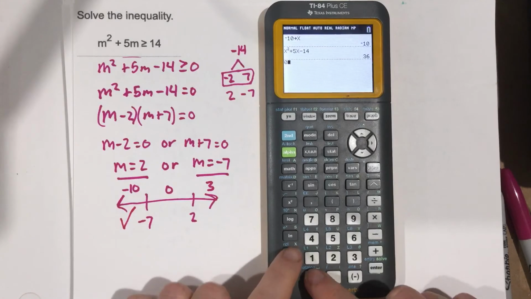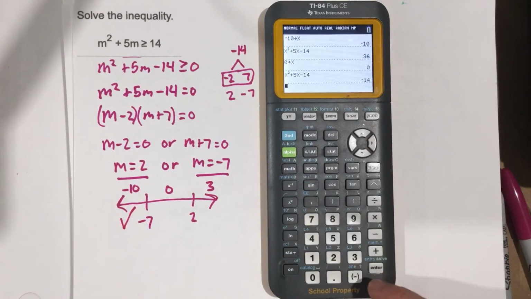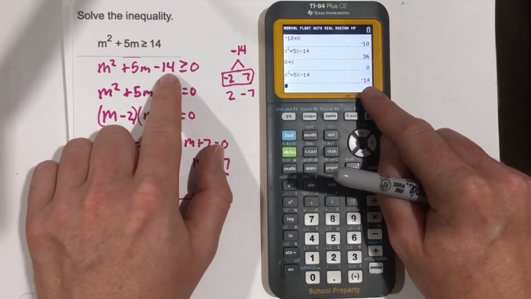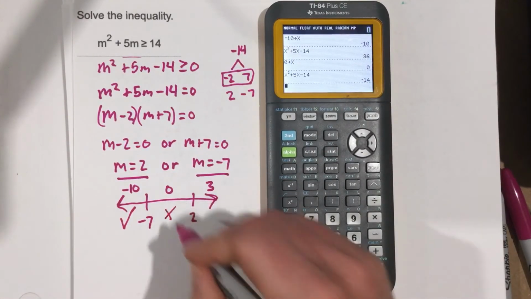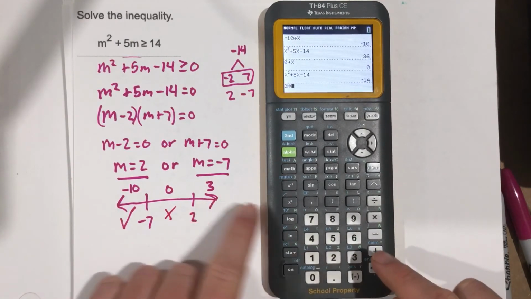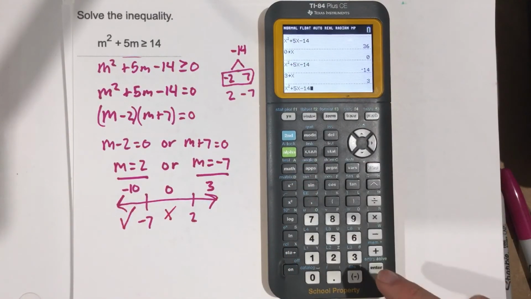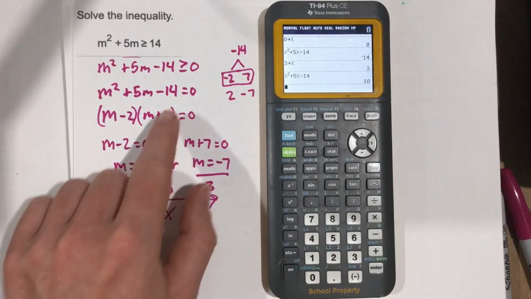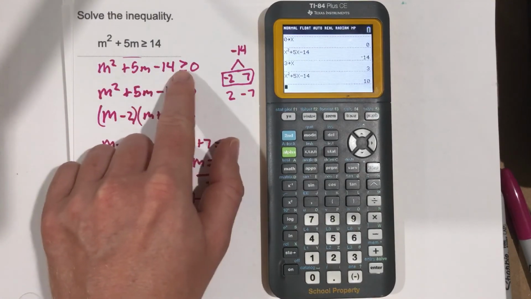Now I'm going to store 0 as x and grab that equation. Negative 14, is negative 14 greater than 0? Nope. And then I'm going to grab 3 and store it as x. Grab that equation. And I get 10. When I plugged it in, is 10 greater than or equal to 0?